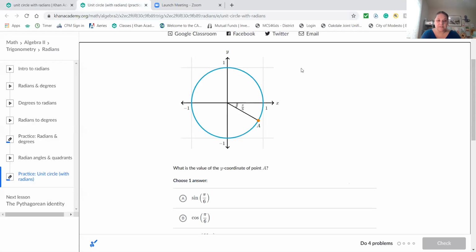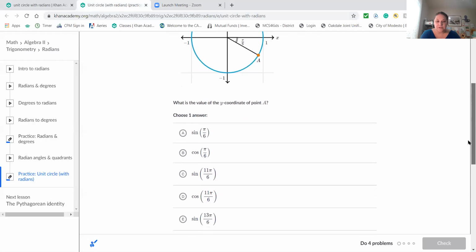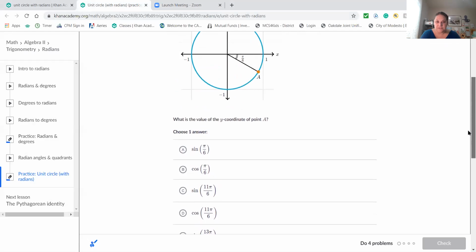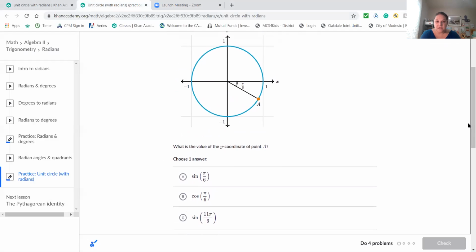So the first question is, what's the value of the y coordinate? Once they say y coordinate, you look at your choices. It has to be sine, so it's not going to be any of the cosine choices. Secondly, it says, what's the y value of the coordinate point of A? And A, they show, is pi over 6. So basically, they're asking you, what is the sine of pi sixth?